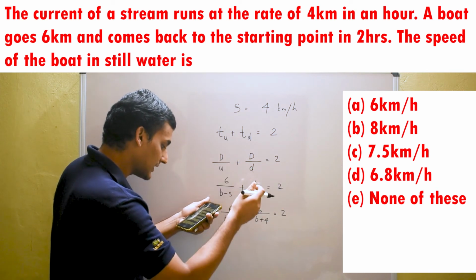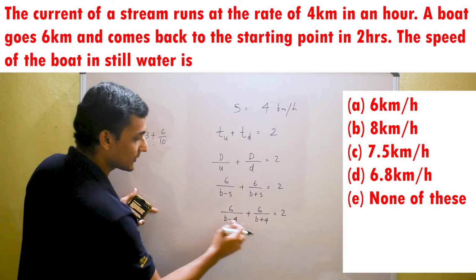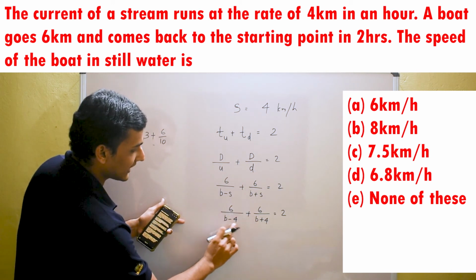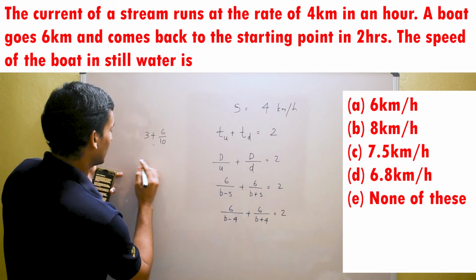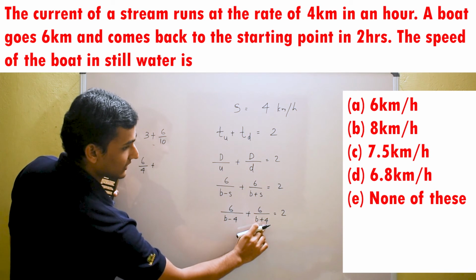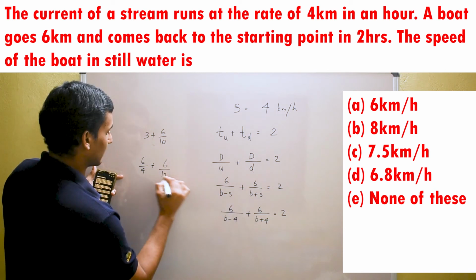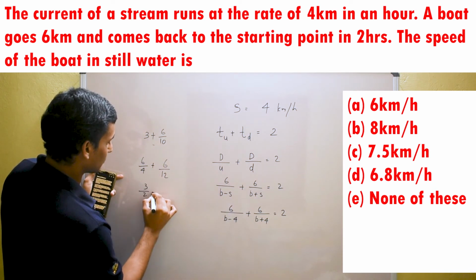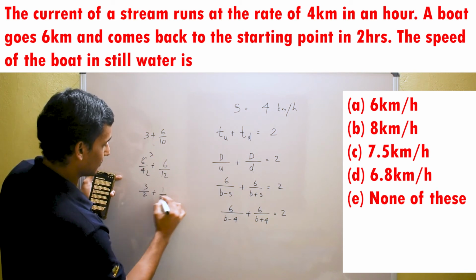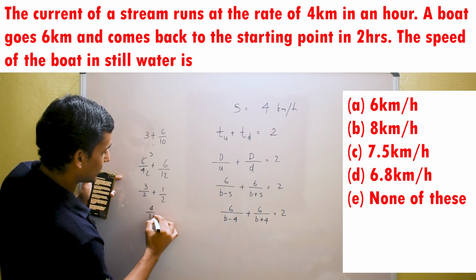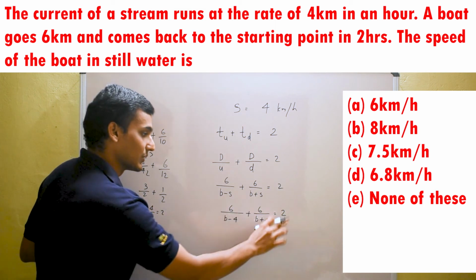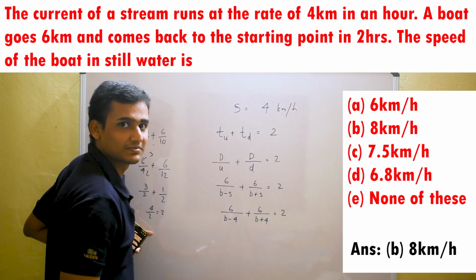Now option B, 8 km per hour. So I'm going to substitute 8 here, here and here. So 6 divided by 8 minus 4 is 4. 6 divided by 4 plus 6 divided by 8 plus 4 is 12. 6 divided by 12. Here 3 by 2, cancel here 3 and 2, here 1 by 2. So that means 3 by 2 plus 1 by 2, 4 by 2 is equal to 2. That means your option B is the answer.